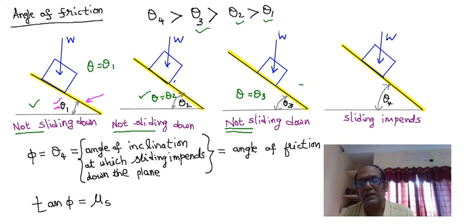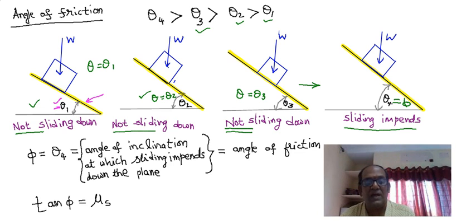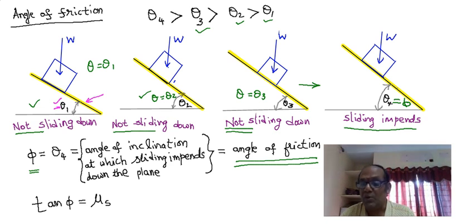We keep on increasing the value of theta till the block starts to slide, or sliding impends, at some particular value theta 4. This value we represent by phi, and we call this phi the angle of friction. So the angle of friction is the angle of inclination at which a block placed on the inclined plane impends to slide down on its own gravity.